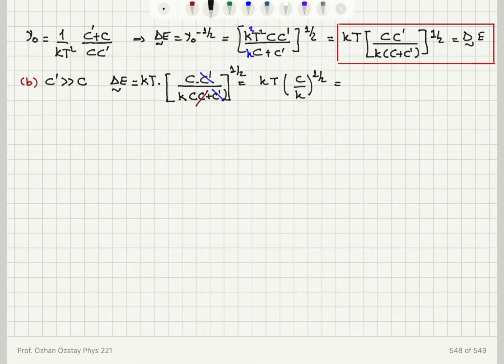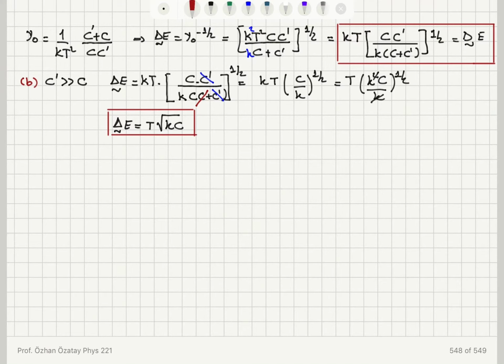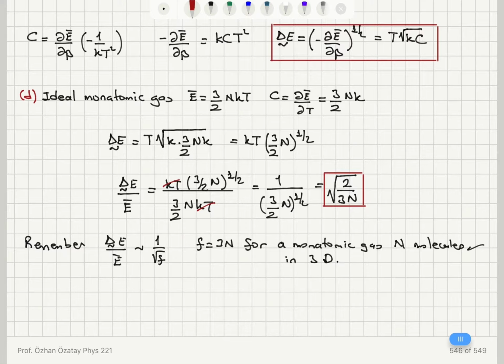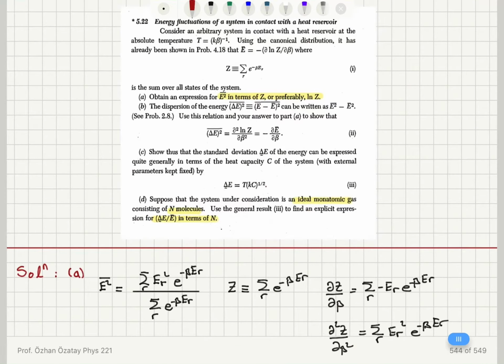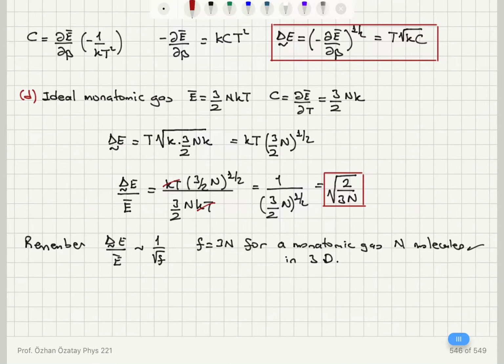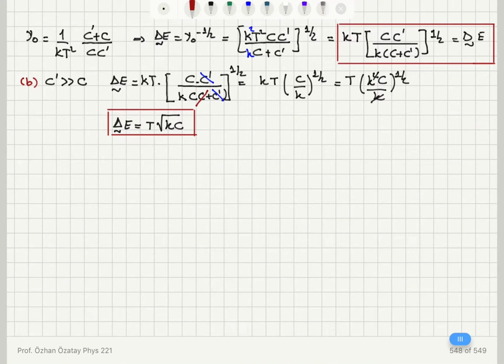So if I take k inside, this would be k squared c over k to the power 1/2. The k's would disappear. Then I would find the magnitude of fluctuations to be T square root kc. So this would be my answer for this part. Now, if you compare this to what I obtained in problem 5.22, it's exactly the same thing. So this is consistent with the previous result.